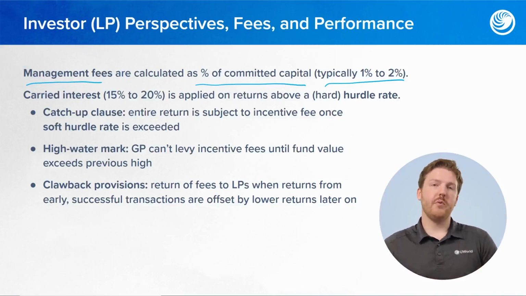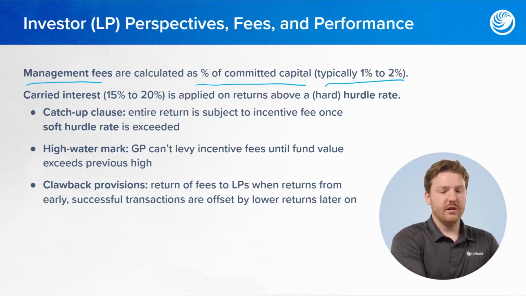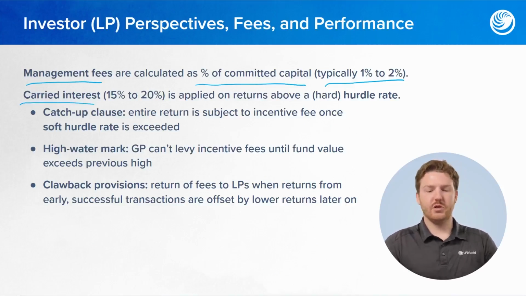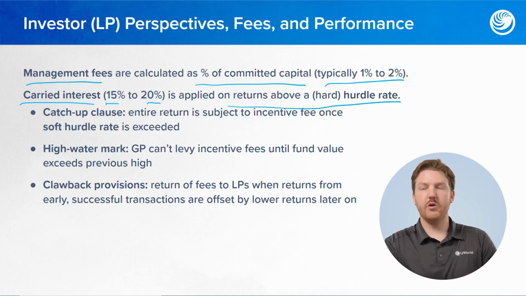Now there's a performance incentive to encourage the general partner to perform well, which is this idea of carried interest, which is typically 15% to 20%, and it is applied on returns above a hurdle rate or a hard hurdle rate. So we'll distinguish between hard and soft hurdles.